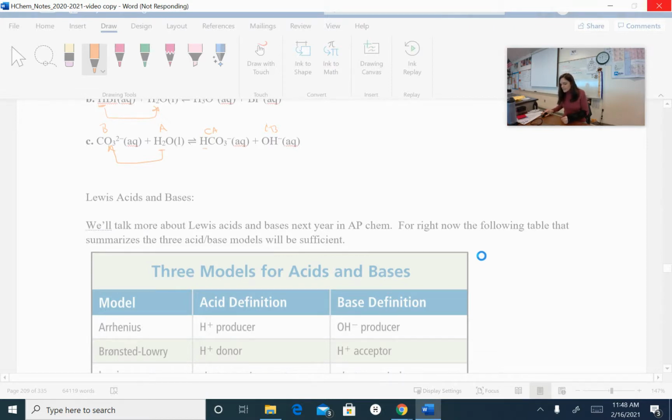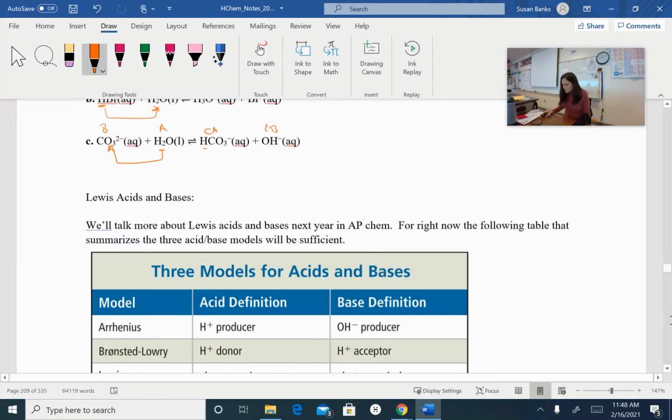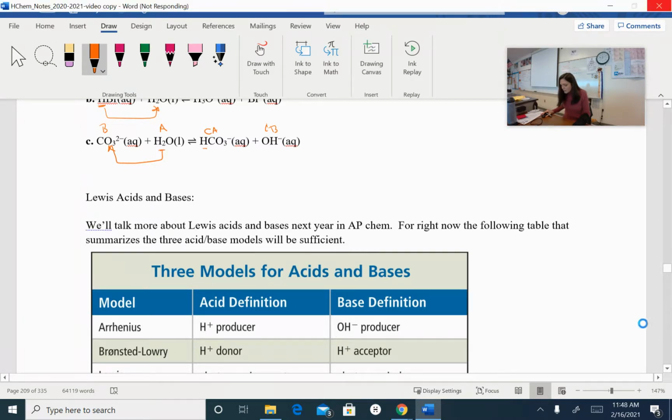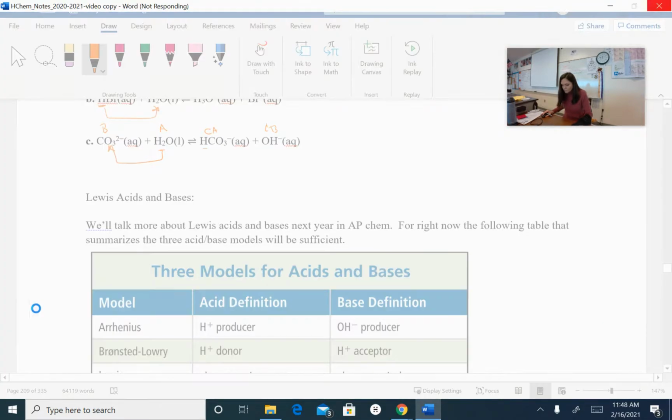So Lewis acid, my goodness, this really is taking a long time. Okay, a Lewis acid is going to, let me scroll.